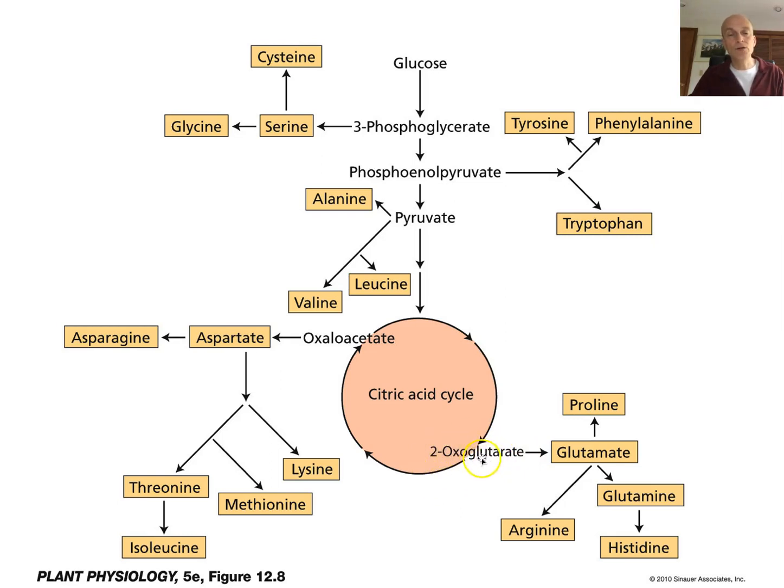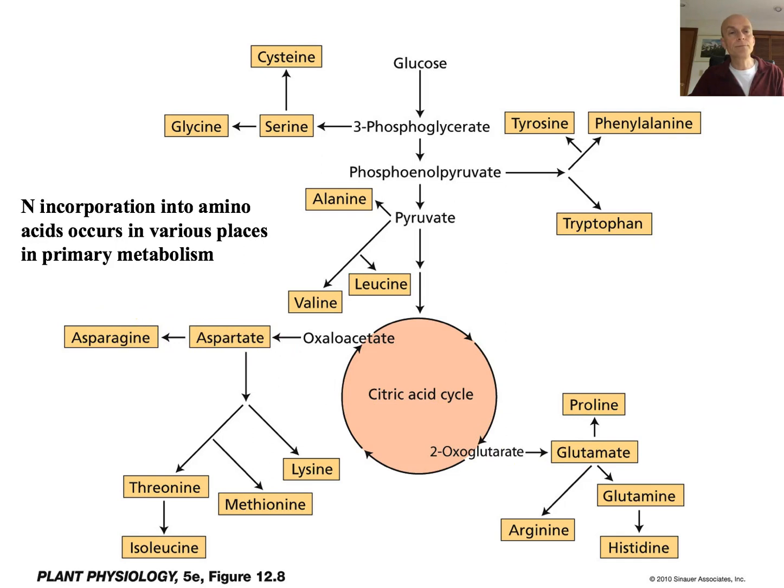And so this is the part of the citric acid cycle that we will spend some particular time on today, where oxoglutarate forms glutamate, which then can produce all these amino acids and can also be used for other reactions in the cell, which we'll come back to in a second. So nitrogen incorporation into amino acids occurs in various places in primary metabolism.